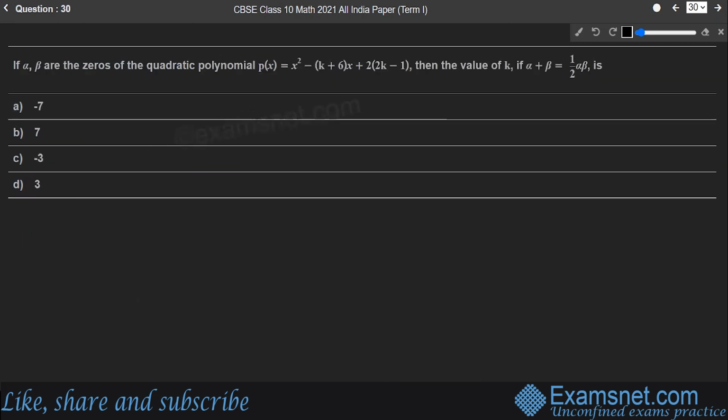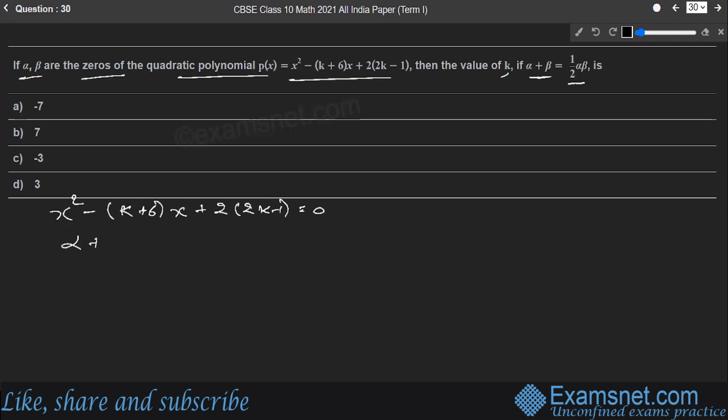Let's have question 30. What they say is, alpha and beta are the zeros of the quadratic equation given, then find the value of k if alpha plus beta is equal to 1 by 2 alpha beta. Okay, this is the situation given. Let us write the polynomial first: x square minus (k plus 6)x plus 2 times (2k minus 1) equal to 0. This is our polynomial. As they say, the roots are alpha and beta.